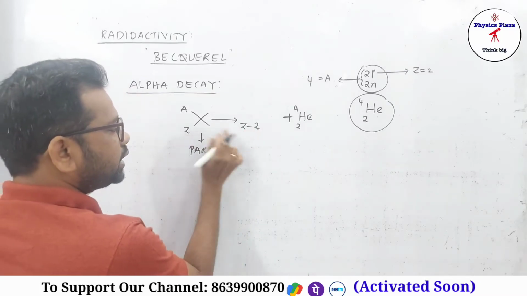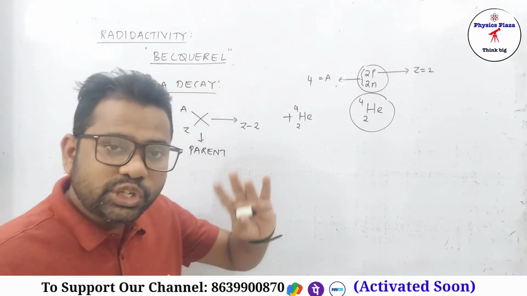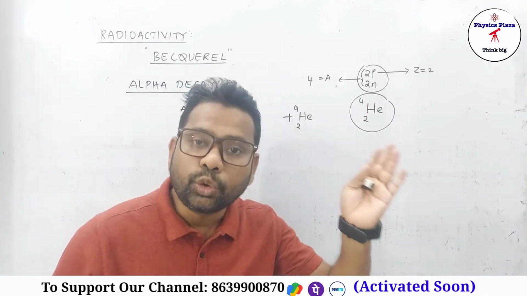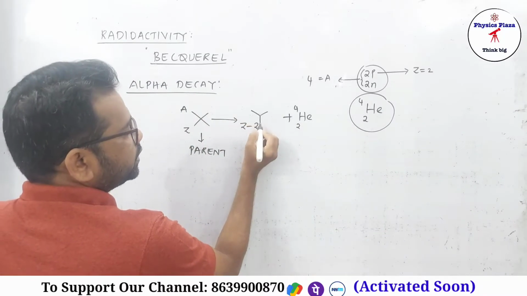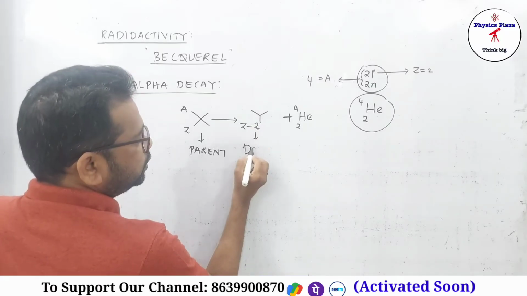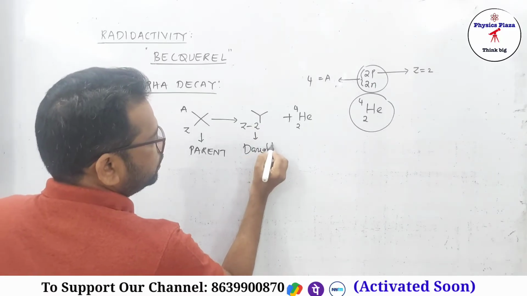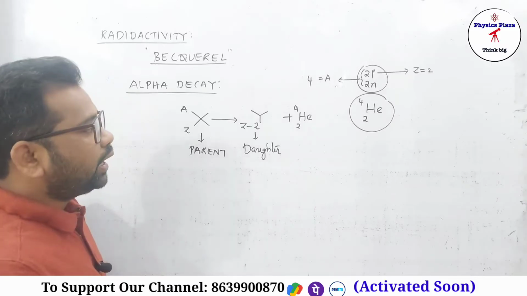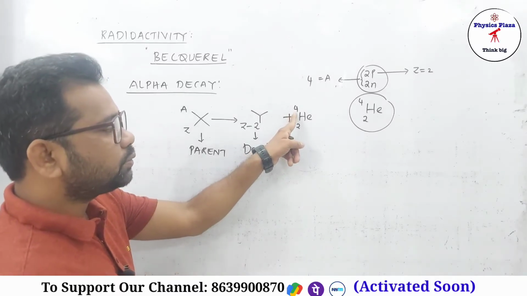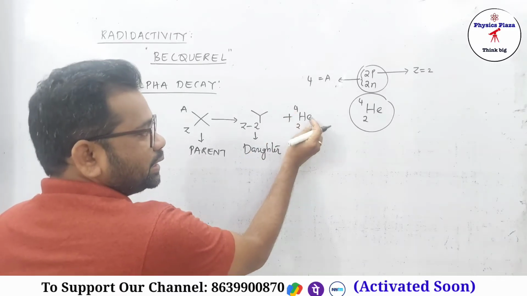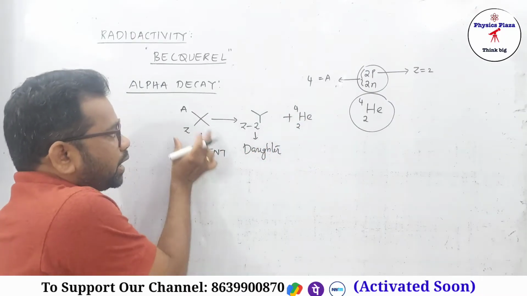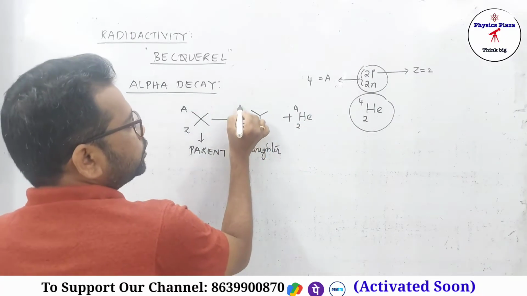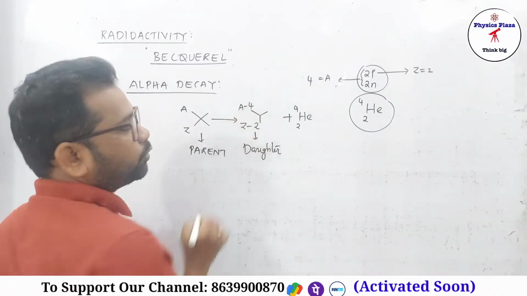So there is a change in atomic number. Children, whenever there is a change in atomic number, there is a change in the nucleus. So here we are going to get a new nucleus. It is called Y. It is called daughter nuclei. And the mass number also changes. Alpha particle is carrying 4 units of mass number, so the mass number of the parent is reduced by 4. So it will become A minus 4.